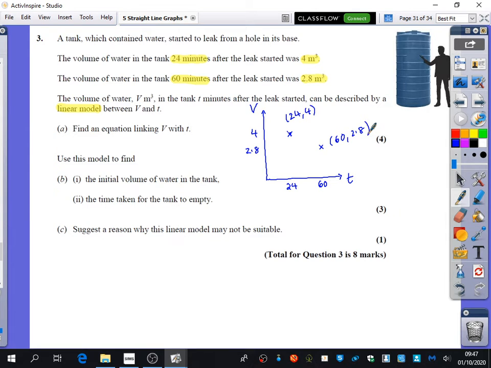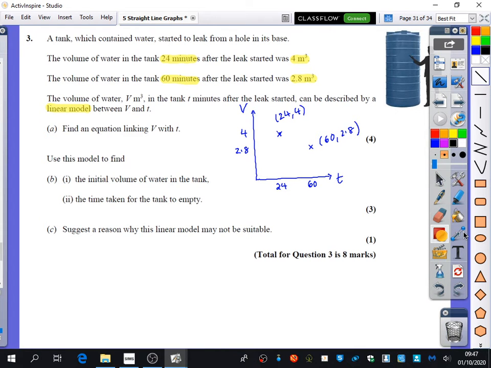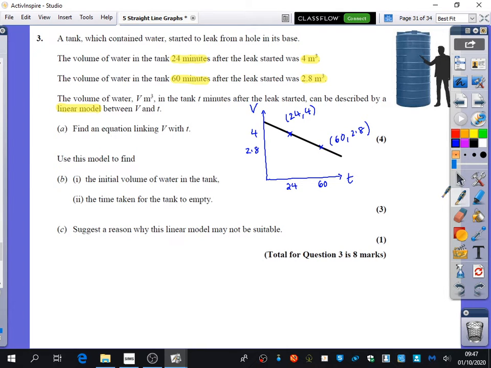And they think that this relationship is going to be a linear model, which means that I should, in theory, be able to go to this graph and say, okay, if it's a linear model, it's going to be a straight line. It might not be a linear model in real life, and we'll talk about that later, but they've asked us to do it as a linear model. And all it wants us to do for part A is to find an equation linking V with T.